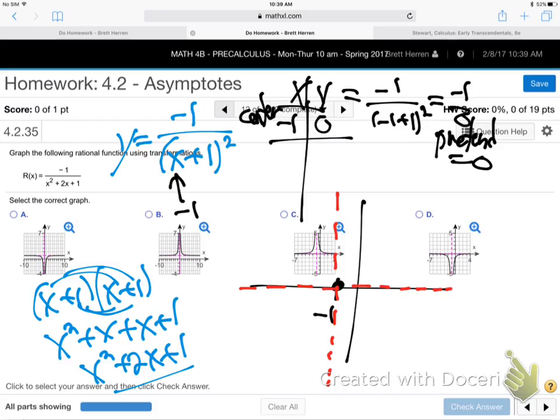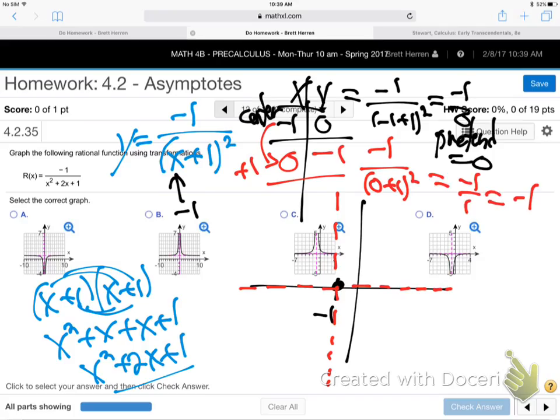We okay with that? Now, what do you do? You add 1. That'd be 0. Add 1, plug in 0. What do you get? -1 over 0 plus 1 squared. That'd be -1 over 1, -1. That okay? Over 0, down 1. Right here, over 0, down 1. This is back 1, up 0. And so what does that mean?